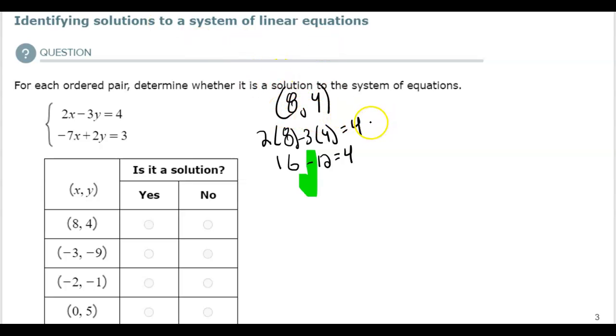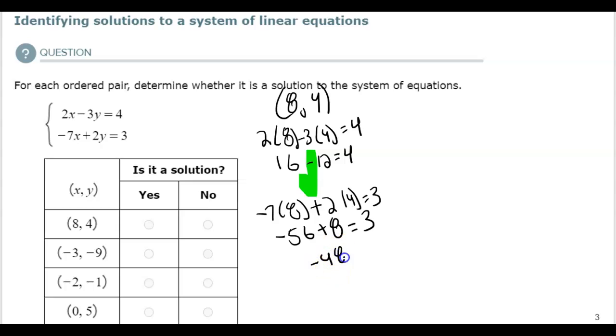Now let's go ahead and try (8, 4) in the second equation. And then when I solve this, that's not true. So therefore, I would answer this no, because I don't have two true equations. (8, 4) is a solution to the first equation, but not the second equation. So it would be no.